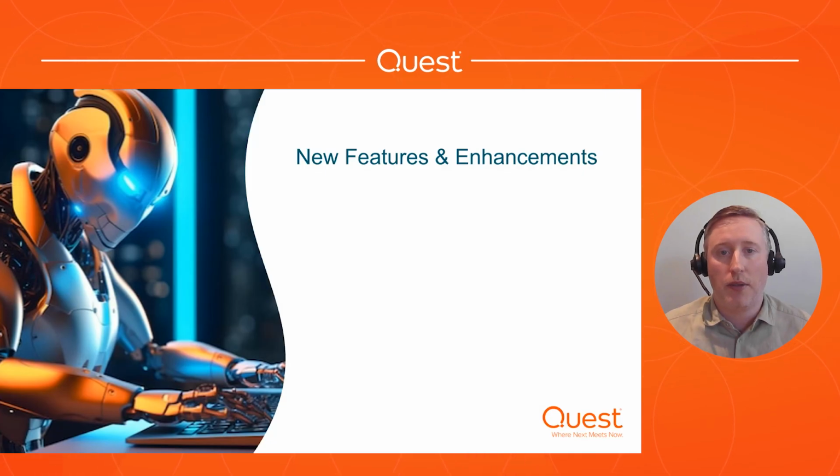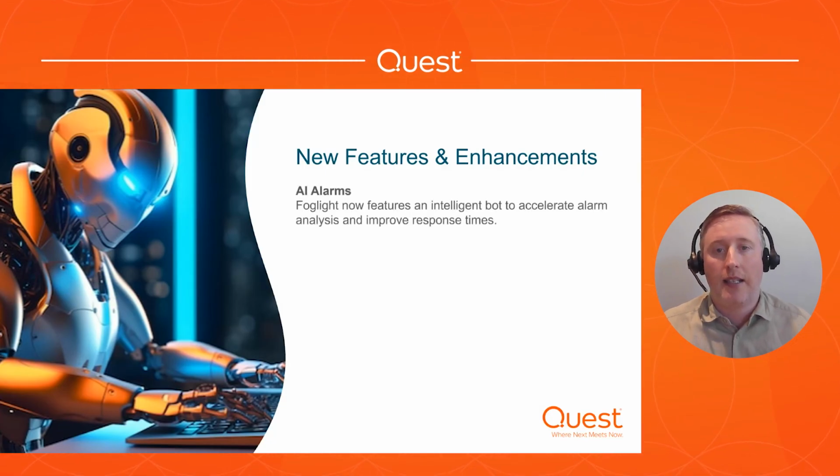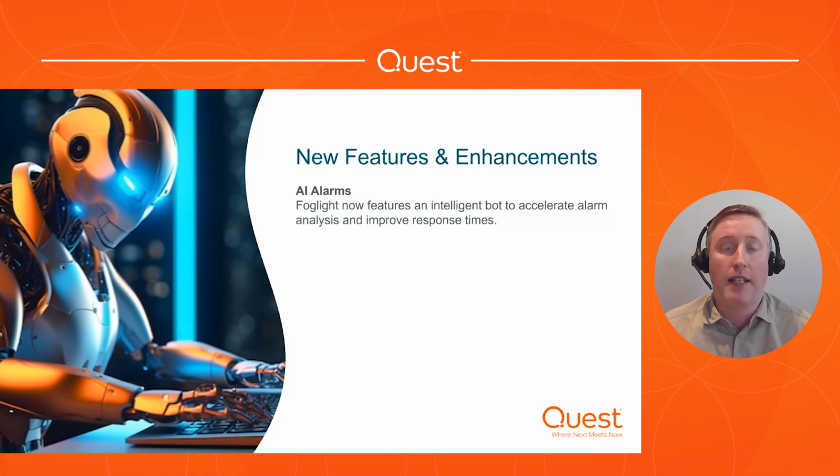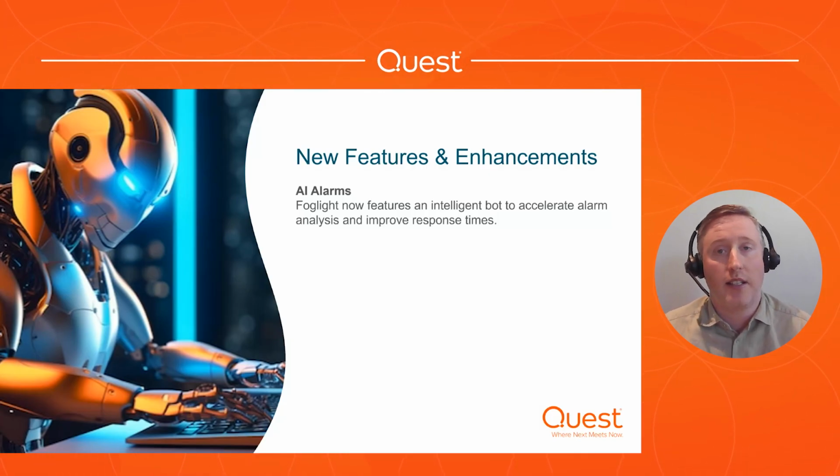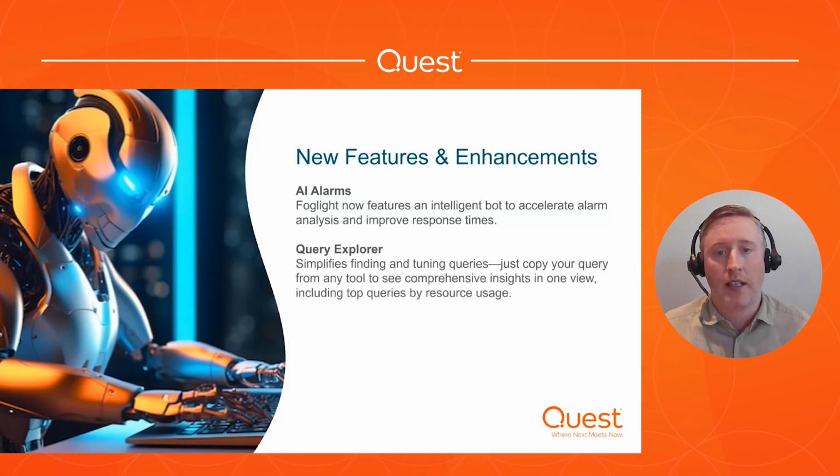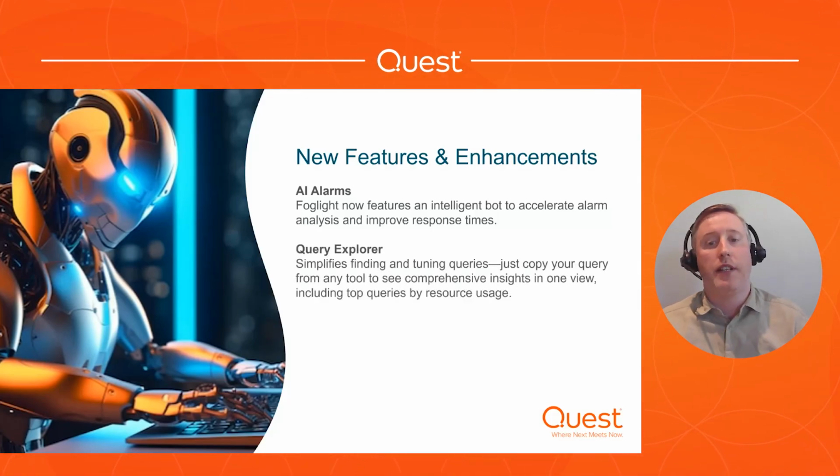Okay, so jumping right in, here are the new features and enhancements. The big one in this release is AI alarms. This is a feature in Foglight that uses an intelligent bot feeding alarm messages into an LLM, improving alarm analysis and response times. We've also introduced our Query Explorer.